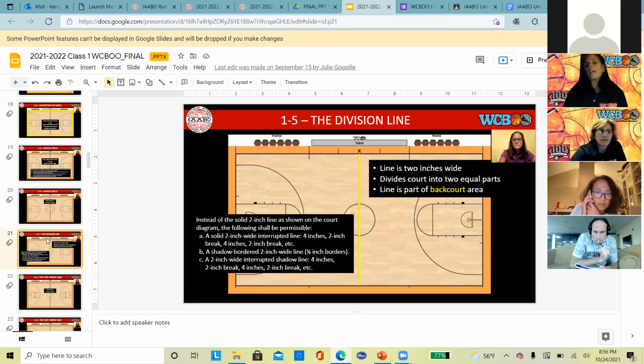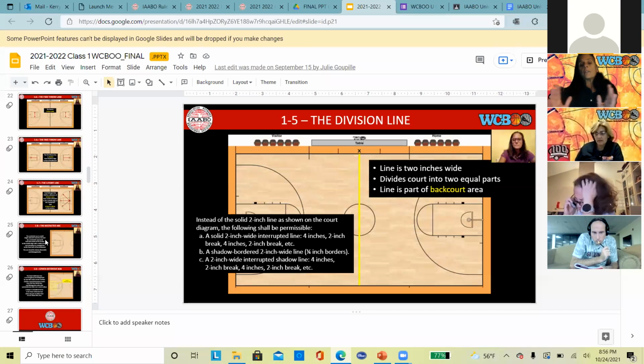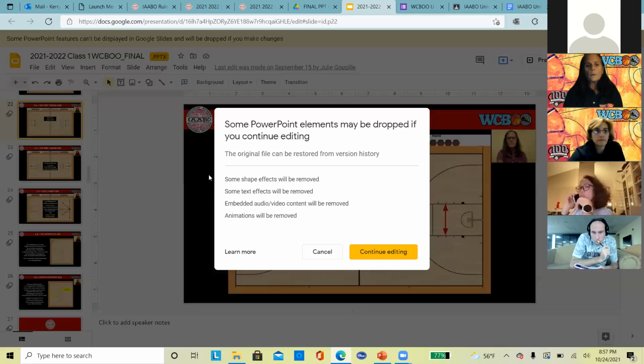Okay, so the division line. We'll talk about the division line is 2 inches wide. And we'll talk about the front court and the back court. The front court is bigger than the back court, right? Because when you cross over into the front court, the division line is part of the back court, and that's 2 inches less than the front court. So we'll talk about that.